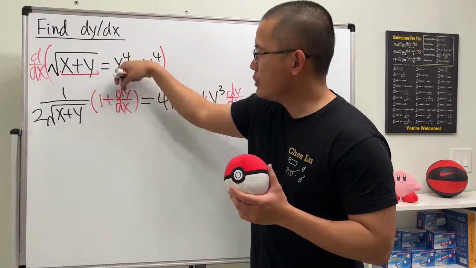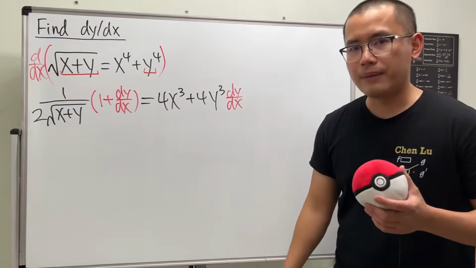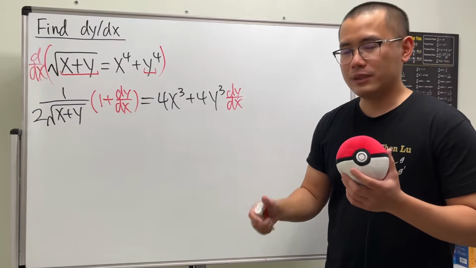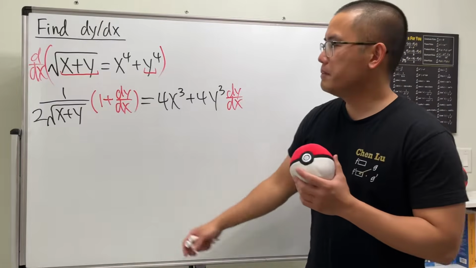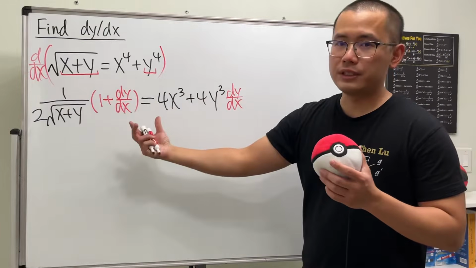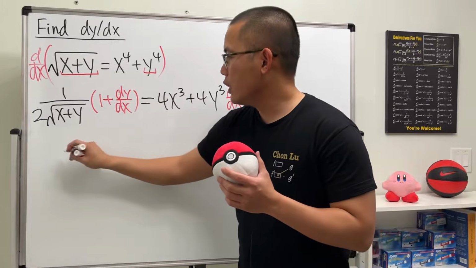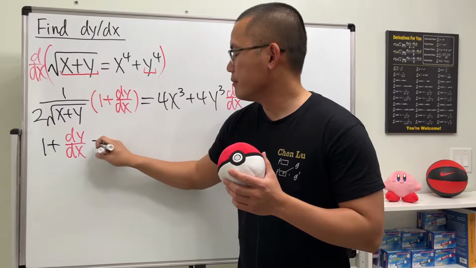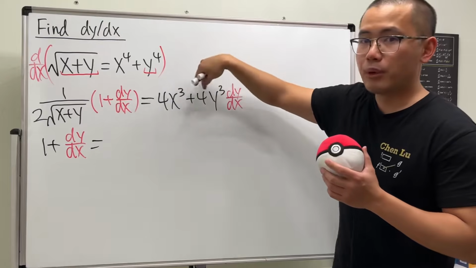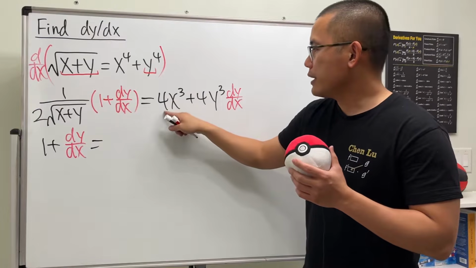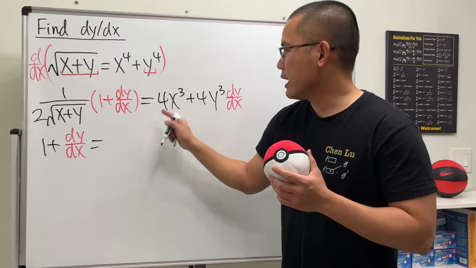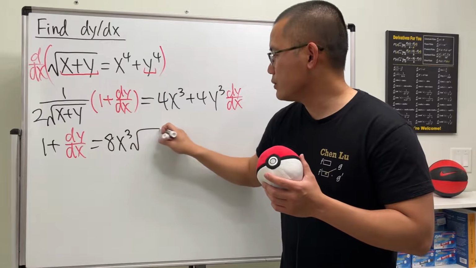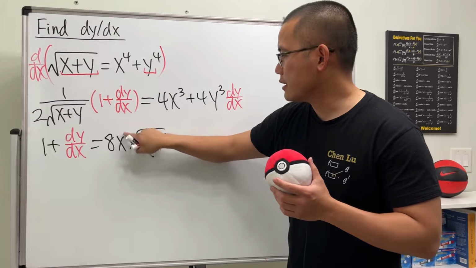But we do have this thing here, right? Usually, we distribute and then combine like terms, move things around and all that. But here we have a fraction. If we do what I said earlier, we will end up with a complex fraction. So it's actually better if we multiply this on both sides first, right? So on the left hand side, we will just have 1 plus dy/dx because I'm multiplying this on both sides, okay?